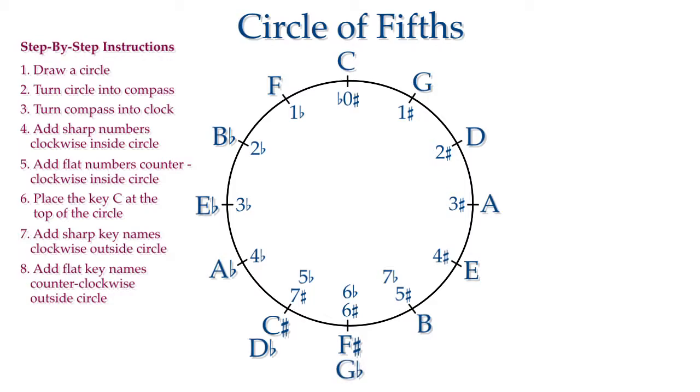At the bottom of the circle at the 6 o'clock position, G flat major has 6 flats, just as its enharmonic F sharp has 6 sharps. If all 7 letter named notes are flat, then the key is C flat major, enharmonically equivalent to B major, which has 5 sharps.